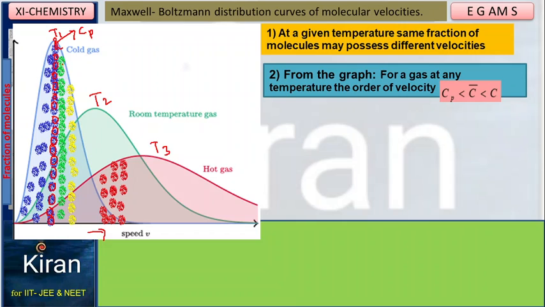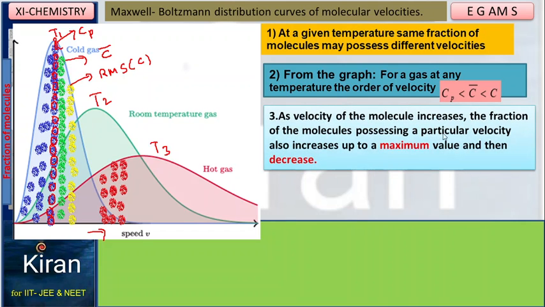Next, followed by this green color, I am showing you this velocity is the average velocity, represented with C bar, and the remaining velocity is the RMS velocity, which we represent with C. It means gaseous molecules will have three different velocities: most probable velocity, average velocity, and RMS velocity. These velocities are in the following order of speeds.